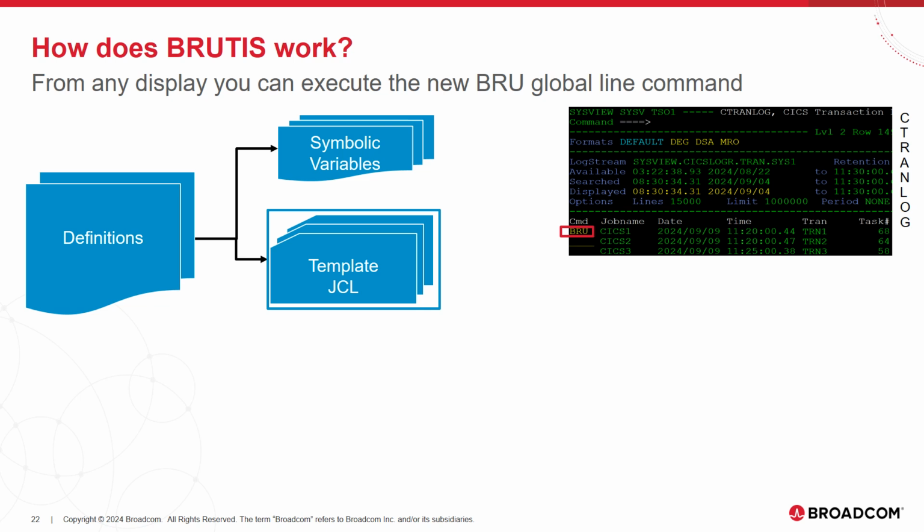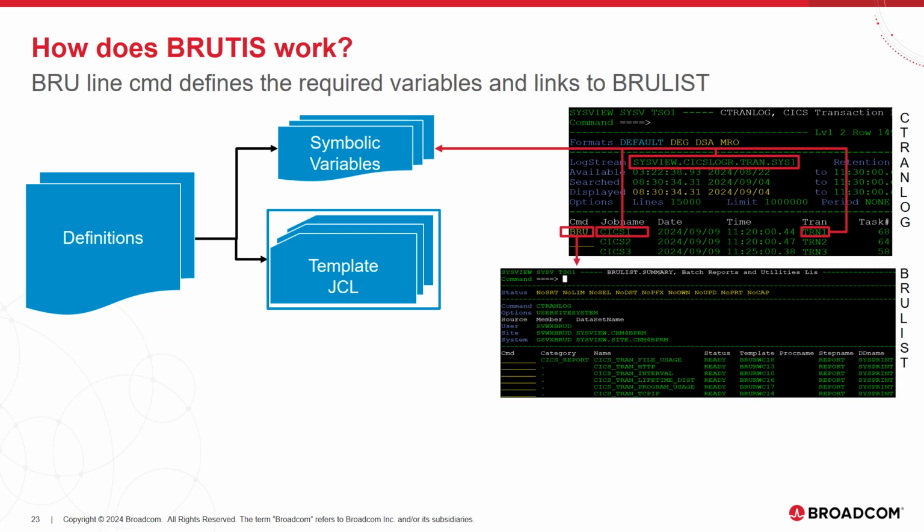BRUTIS comes with a new global line command, BRU. By executing the BRU line command on the line that contains the transaction name that you're interested in, several things happen. First, resources from the line where you entered the BRU line command, like the CICS region name and the transaction name, along with other screen information like the CICS transaction log stream, are assigned to symbolic variables that are associated with one or more batch reports and utilities.